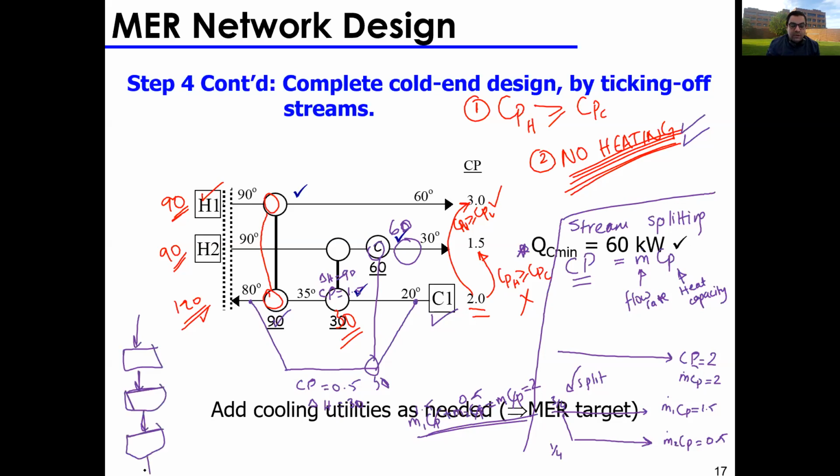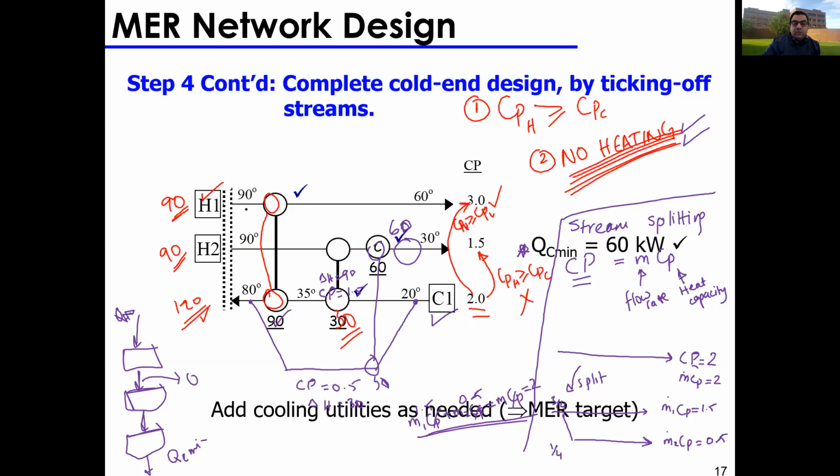If you do your cascade, you add your QH min at the top, you have a pinch point here or anywhere equal to 0. And then whatever is left at the bottom is your QC. Okay? So this is the idea below the pinch. Again, the 2 rules which apply below the pinch: CP hot greater than CP cold, and you cannot have heating below the pinch. Please remember these when moving forward.